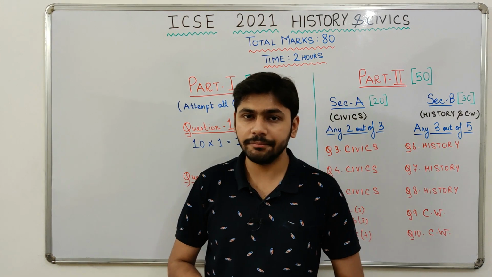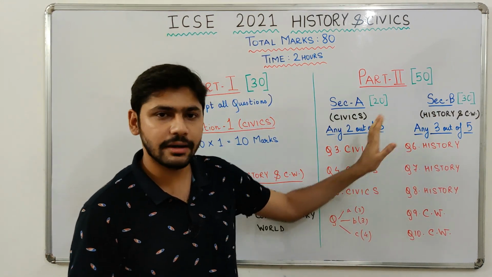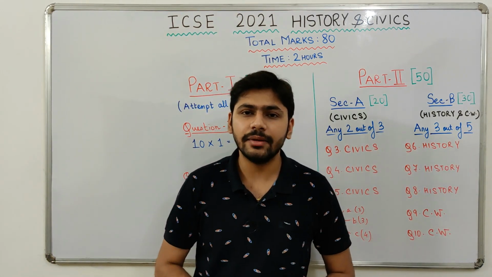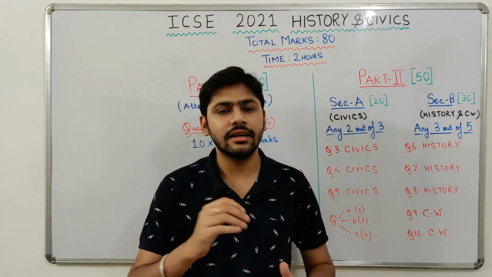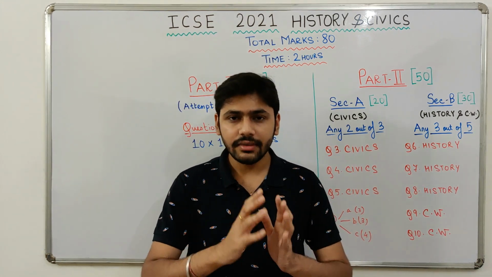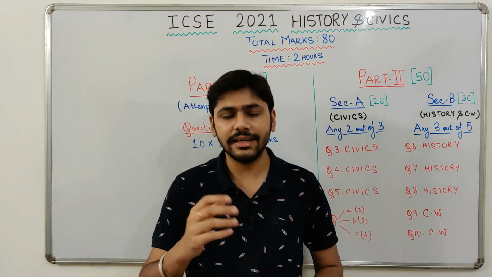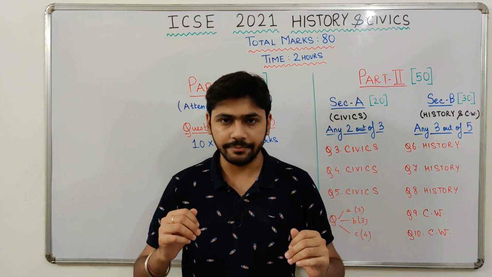Moving on to the next point. In part 2, section B or section A also, you will get one picture question. That means there will be a picture and on the basis of that picture, you will have to answer the questions. So it is very important that you study all the pictures properly while you are reading the chapters and writing the important topics. So go through all the pictures properly.